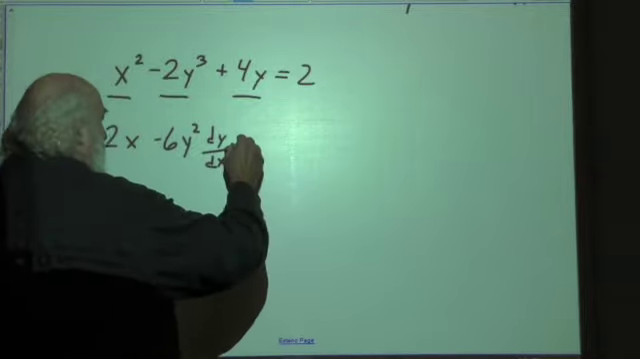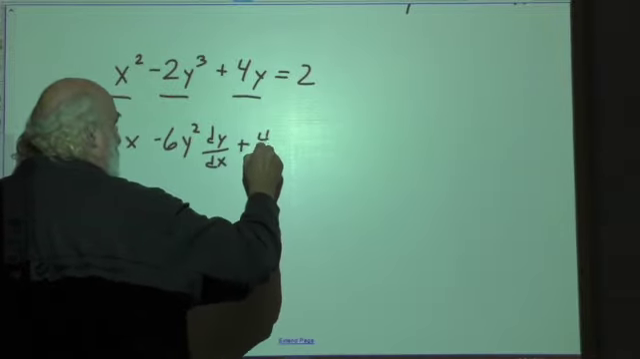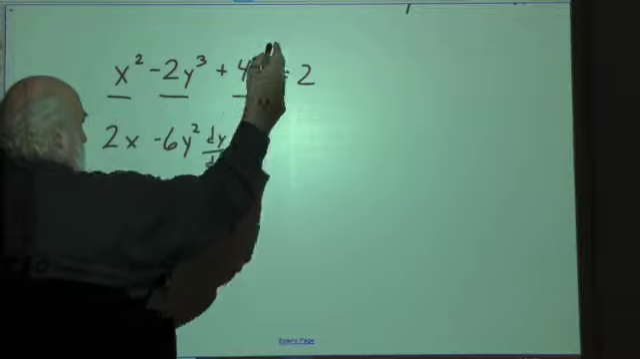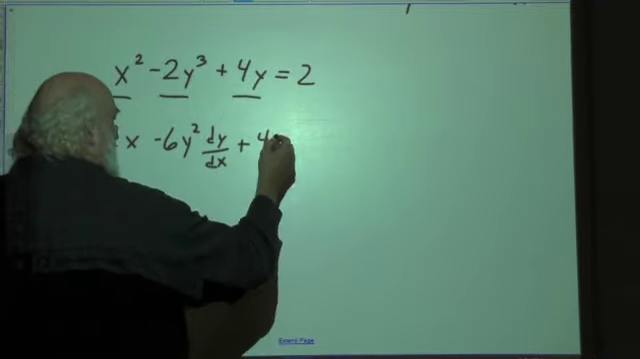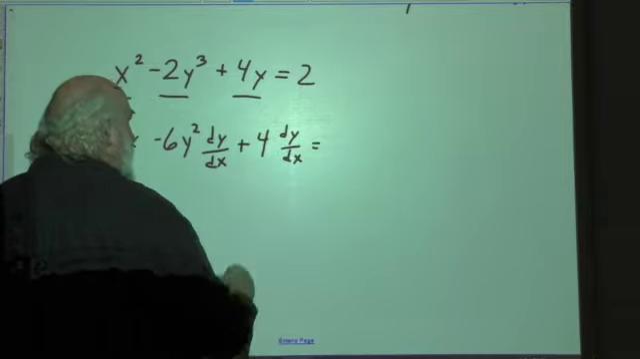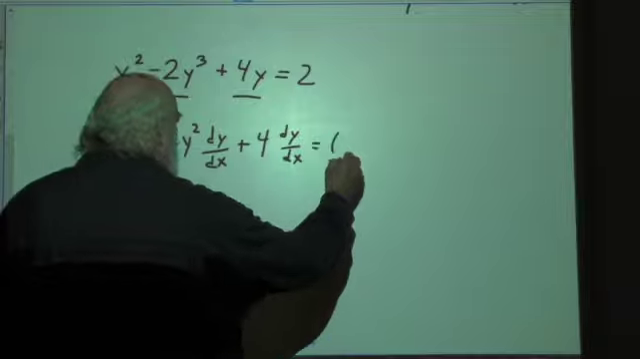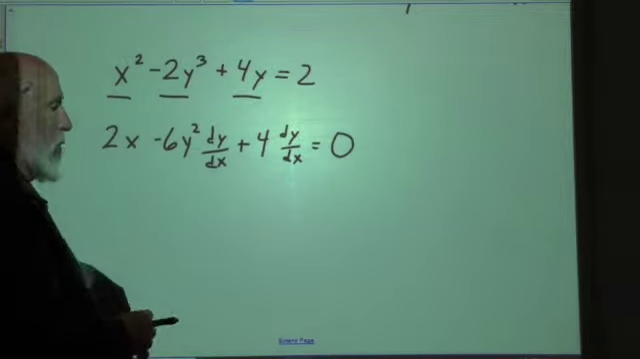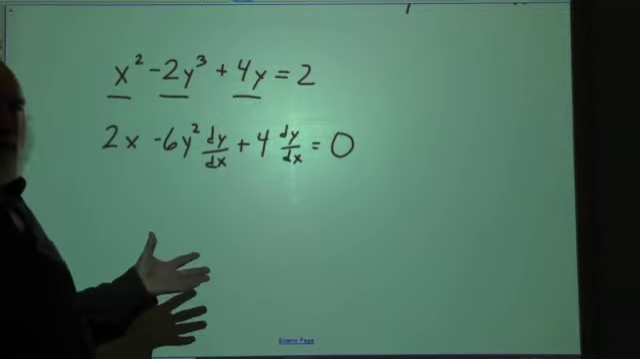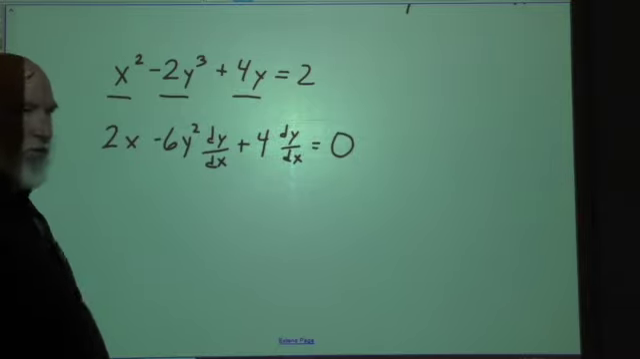Over here, same thing. The x over here is 1, and 1 times 4 is 4. And then 1 minus 1 is 0, so the y term drops out. But this is still the derivative of y with respect to x. And the derivative of a constant, as we know, is 0. So this is how we would take care of the derivatives in terms of x.